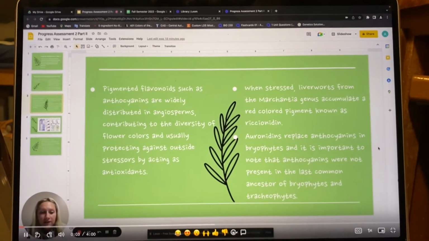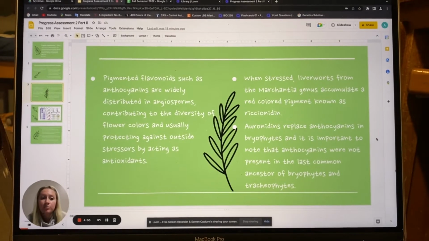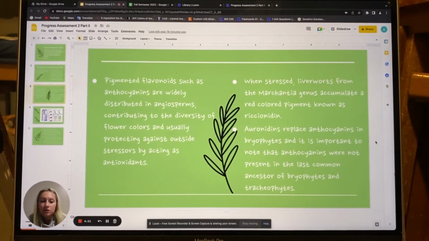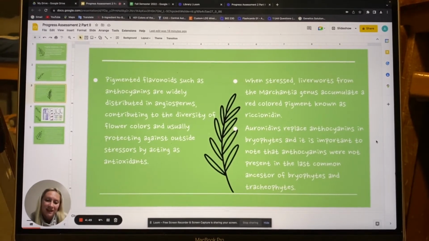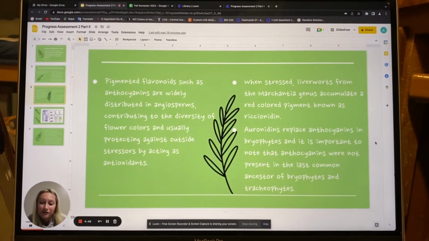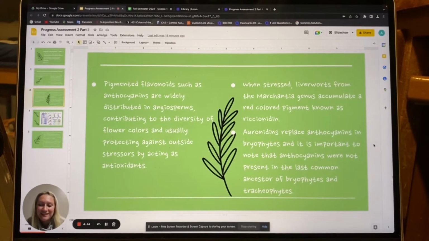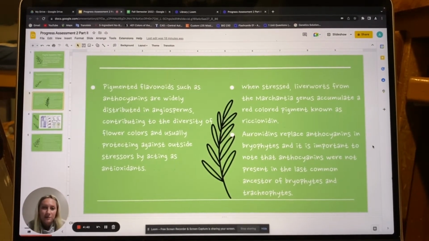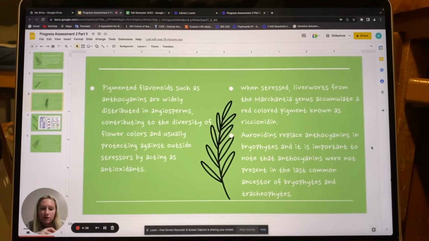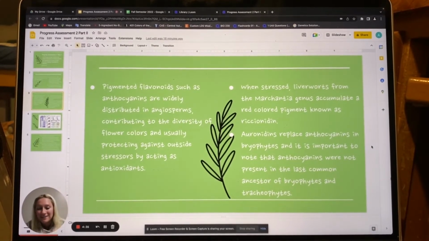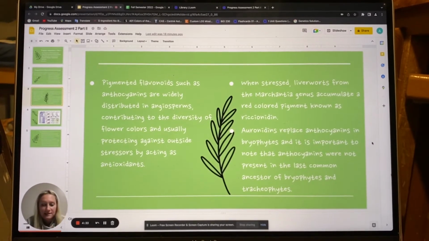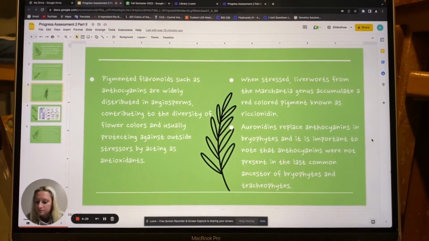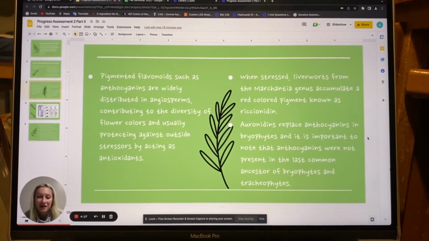So also in the article, it says that these riccionidins replace anthocyanins in bryophytes, and that anthocyanins were not present in the last common ancestor of bryophytes and tracheophytes. So it's really interesting to notice how this convergent evolution seems to be happening between these lineages. And even though these riccionidins are not present in their last common ancestor, they replace these anthocyanins in bryophytes. So I think that's really cool.